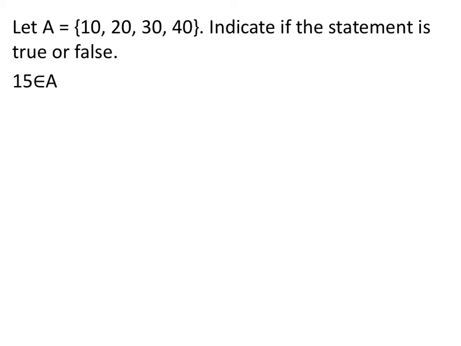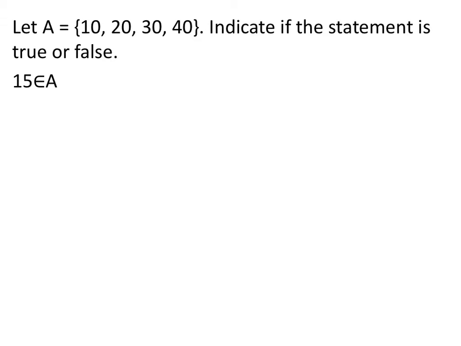So here we go. Let set A equal these four numbers, 10, 20, 30, 40. And is this true or false? Again, this reads as 15 is an element of set A. 15 is an element of set A. Well, I don't see 15 in that set. Those are all multiples of 10. 15 is a multiple of 5.